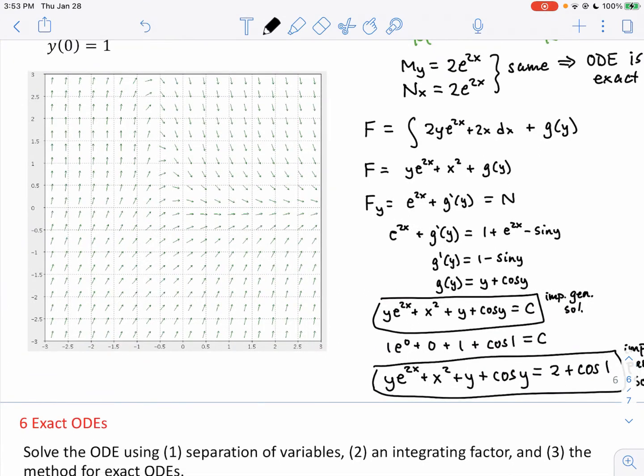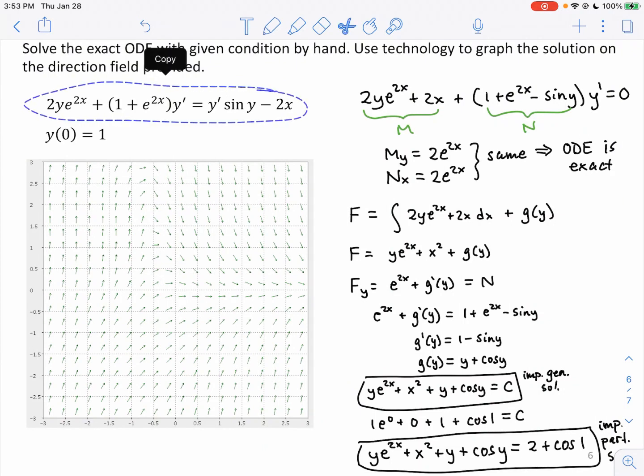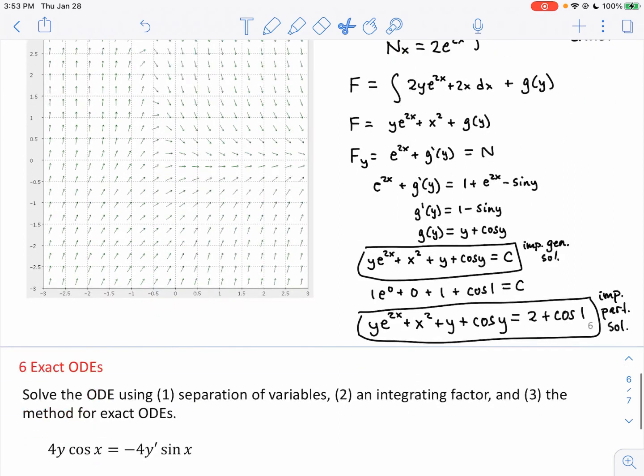So here's our, I went ahead and I used the dfield.jar software to make a direction field. In order to do that, I had to solve this differential equation for y prime equals, because that's how you have to type it into the software. And then I did a window from -3 to 3 and -3 to 3 and did a direction field. Now we're going to go to Desmos though and graph our actual particular solution and see how it follows these arrows and goes through the point 0, 1.